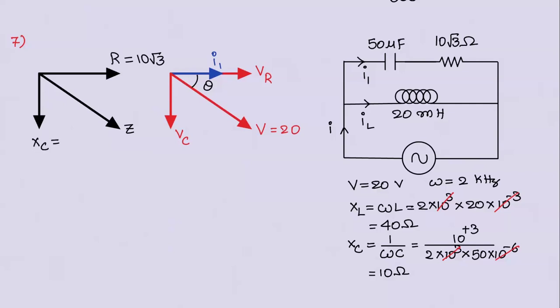XC 40. XL 40. X is 10, right? Sorry, 10. Now Z value. Obvious, no? Z value. No, it's not Z, it's Z1, because Z is the total value. This is Z1 I'm taking. Z1 is equal to 20, and this angle is 30 degrees. So this is 30 degrees. Clear?